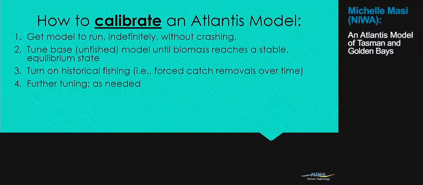So now you're tuning your functional groups in your unfished version of the model, which is considered here your base model. And you want to tune these groups until they reach a stable equilibrium state. And I'll explain what that means in the next slide. And then once you have that tuned, you can start turning on your historical catch removals. This is done by forcing a time series of catch removals. We have catch information for Tasman and Golden Bay from 1900 to 2012, and so we've incorporated this into our model. And then when you turn that on, you might have to do some further tuning because groups can crash at this stage during periods of heavy fishing.